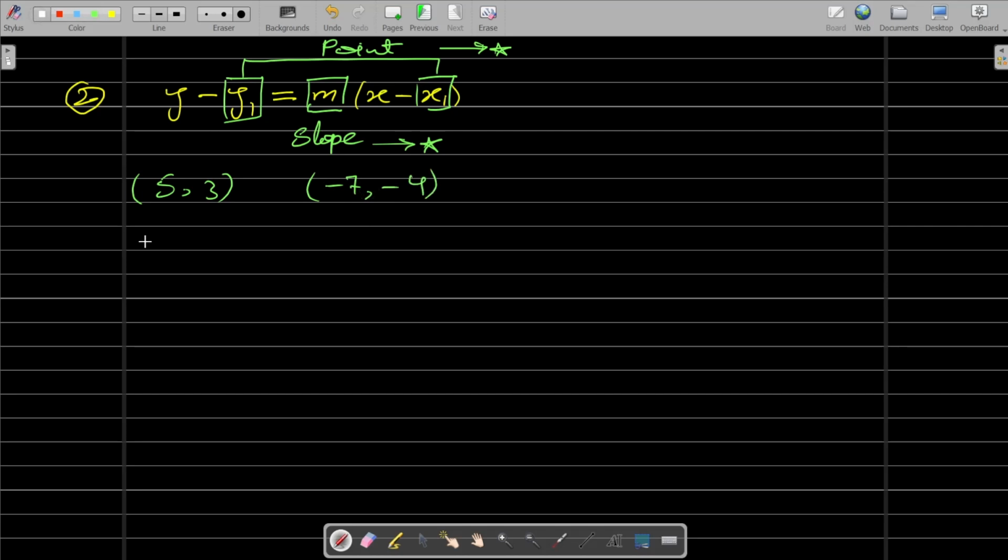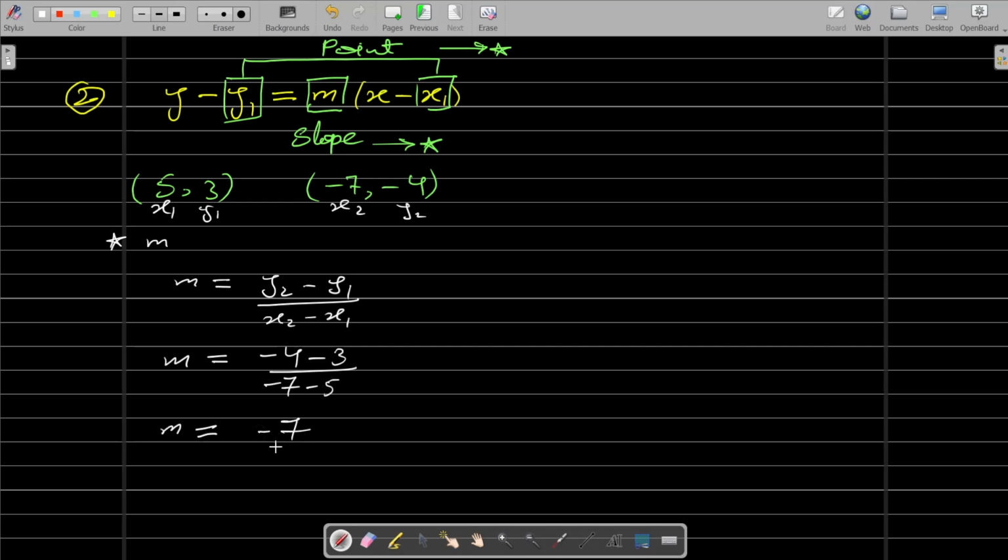All you need to do is, the first step will be to find the value of m, and the value of m is always computed by applying this formula, which is m is equal to y2 minus y1 over x2 minus x1. So the value of m will be equal to y2 minus y1, which will give me -4 minus 3 over x2 minus x1, which will give me -7 -5. So value of m will be equal to -7 over -12. Ultimately, this will be 7 over 12.